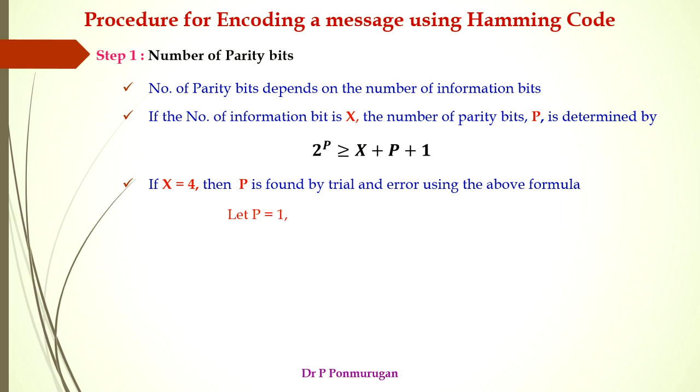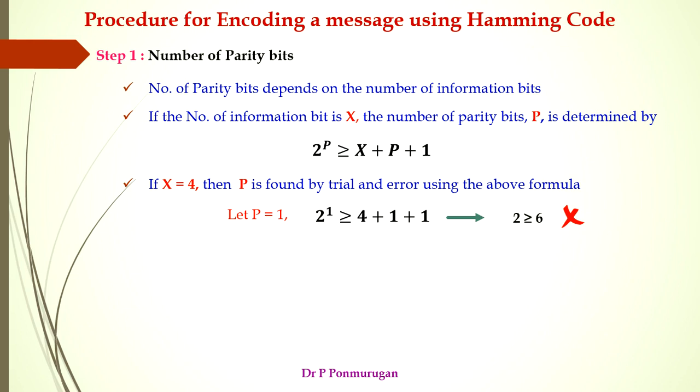Let us start with p equal to 1. Let us say the parity bit is 1. So we can try with 1. 2^1 will be greater than or equal to 4 + 1 + 1, which is 6. 2 is not greater than or equal to 6, so this will not be true.